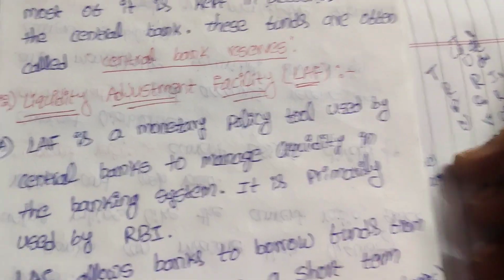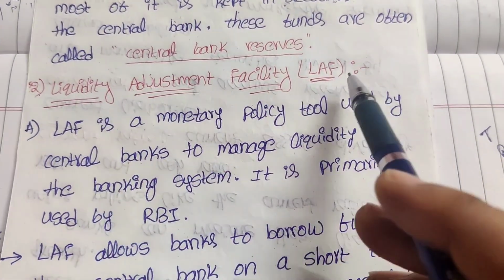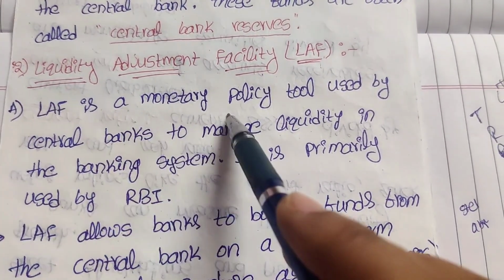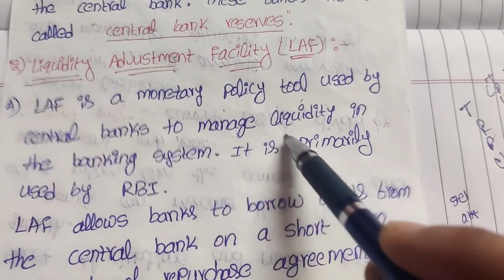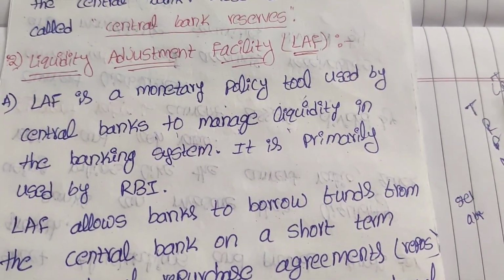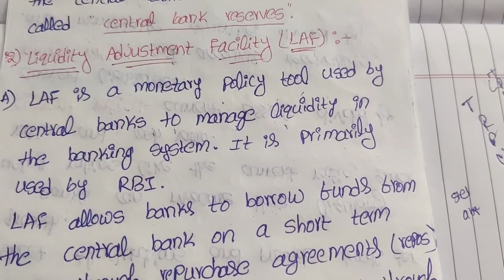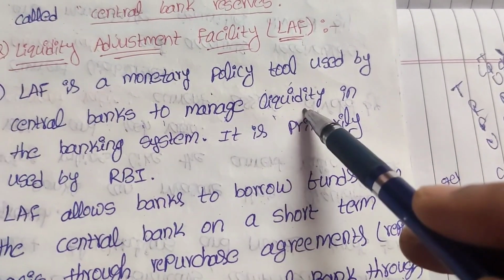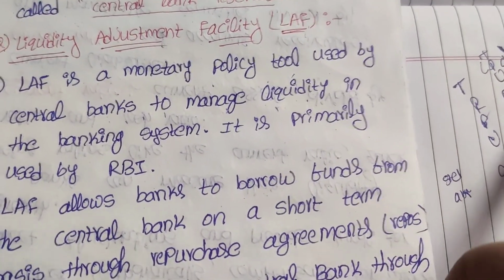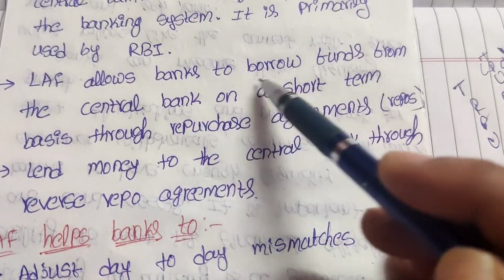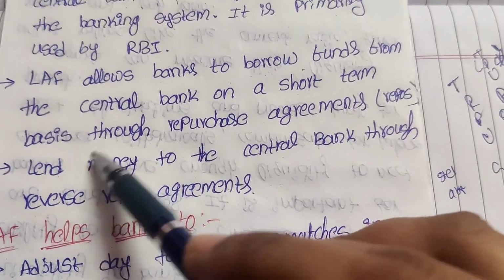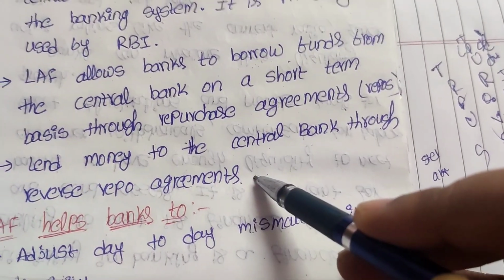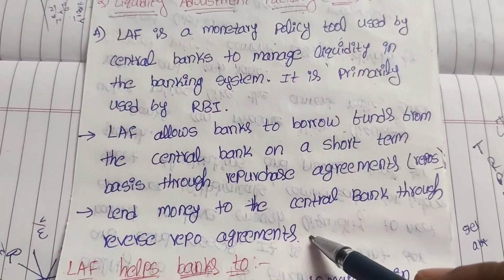And the second one, which is very important, is what is LAF. The abbreviation LAF stands for liquidity adjustment facility. It is a monetary policy tool used by central banks to manage liquidity in the banking system. It is primarily used by the RBI. LAF allows banks to borrow funds from the central bank on a short-term basis through repurchase agreements, that is repos, and also lend money to the central bank through reverse repo agreements. So this is all about the liquidity adjustment facility.